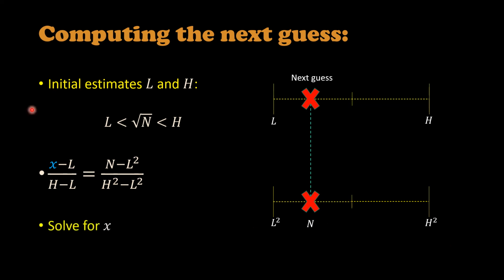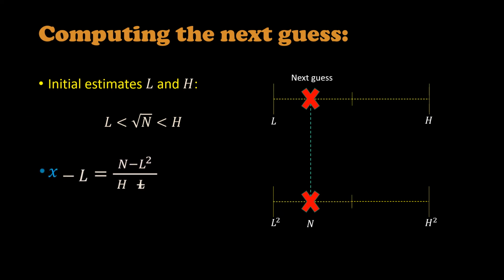All right. Now we take this and solve for x. I just factored the denominator, so H squared minus L squared becomes that. And hey, we can cancel out those H minus L's. And there we go. Then just add the L over to the other side, and so we get x. Our next guess is L plus n minus L squared over H plus L. And if you want, you can get a common denominator and write it as a single fraction.